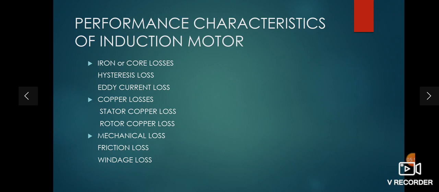So to reduce those losses, always the rotor core and the stator core are made from thin lamination stampings. Means by employing a number of thin laminations, you can reduce the eddy current losses. Now copper losses: in a three-phase induction motor, stator windings are there and rotor windings are there, both made from copper material.